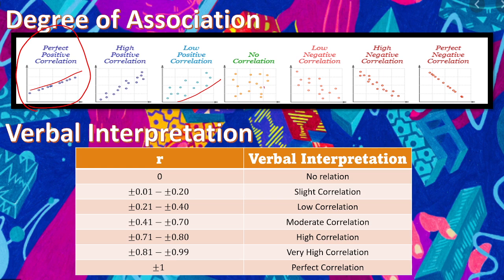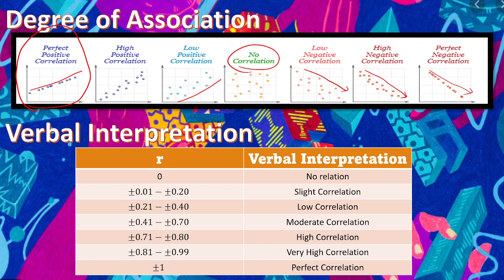Okay, but kapag kalat-kalat yan, hindi mo alam, hindi siya mawari kung pataas ba or pababa. Meaning to say, we don't have relationship. Okay, no correlation yan. Okay, if it is pababa naman, pero medyo kalat, low negative correlation. Okay, high negative correlation if it is moving downward pero medyo kalat. Okay, perfect kapag linya-linya talaga siya and then pababa. So we have a perfect negative correlation.